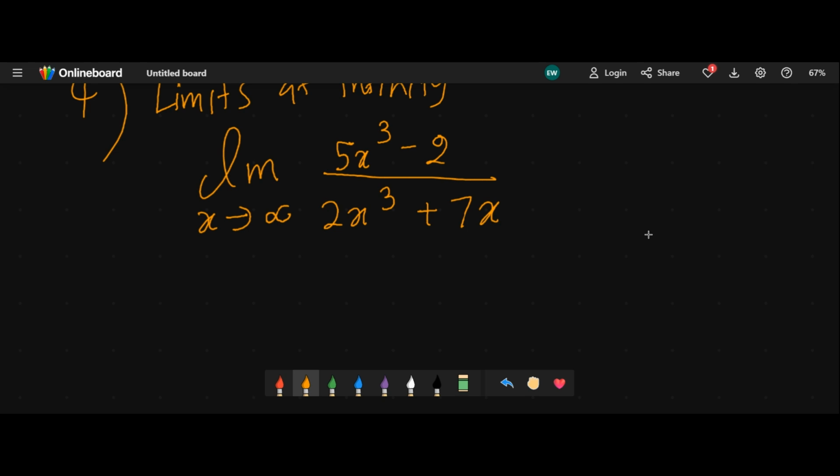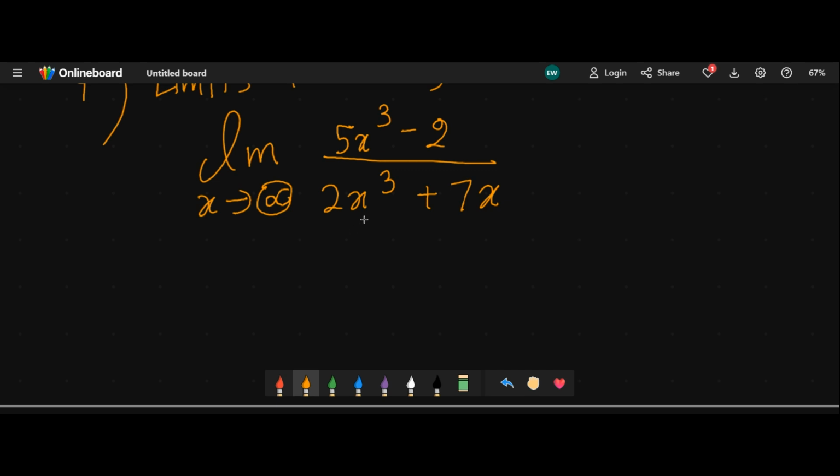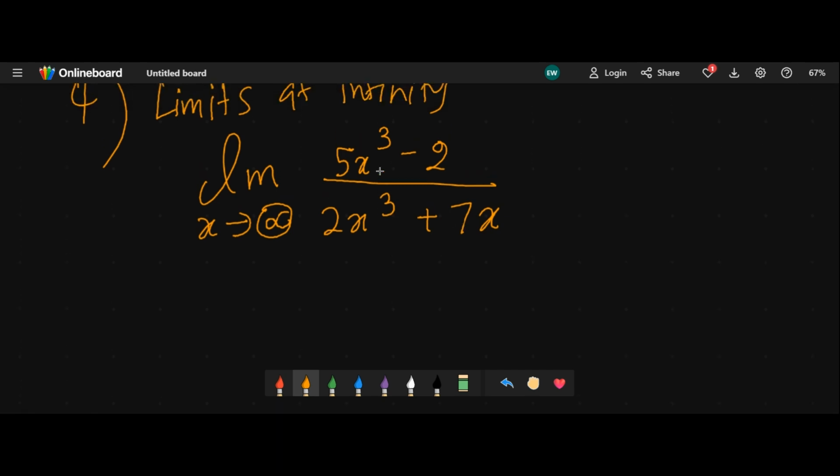If you get a question like this, it means they are asking, when x is approaching infinity, what is the value of this? If it is infinity, the trick is to look at the highest power of x. What is the highest power of x? 3. So x to the power 3 is the highest. Where are the x? Here x to the power 3, here also x to the power 3, here x to the power 1. We didn't write it, but basically it is x to the power 1. So which is the largest? x to the power 3 is the largest.